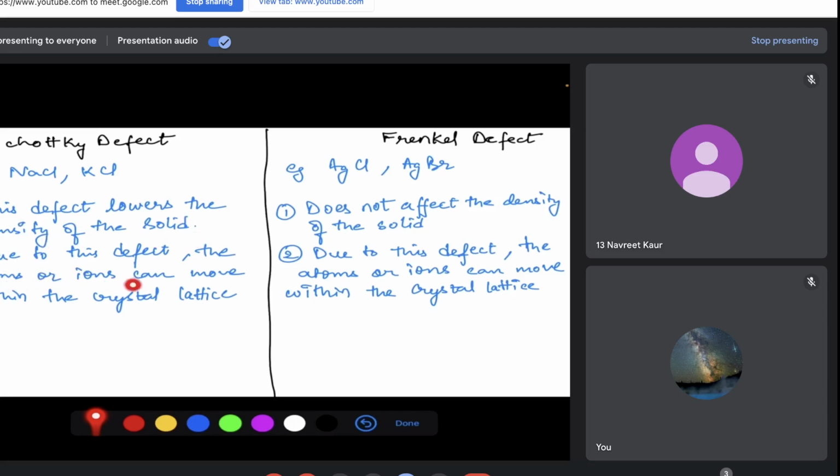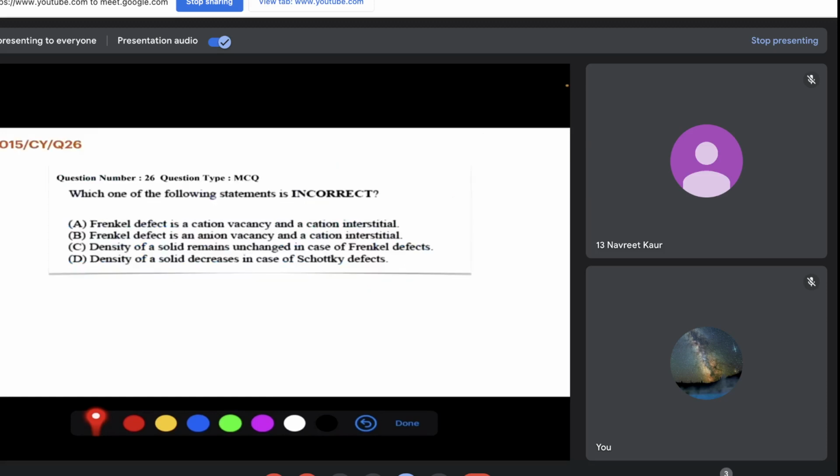Due to this defect, the atoms or ions can move within the crystal lattice. Correct? Again, it does not affect the density of the solid. So these are the two differences.